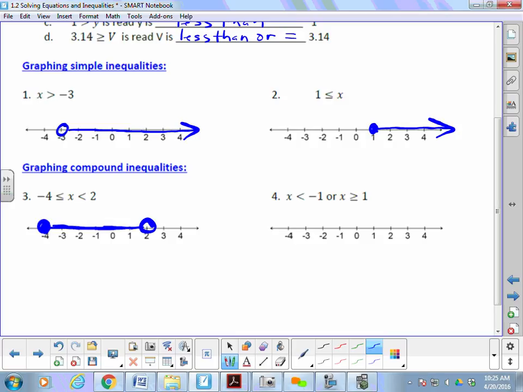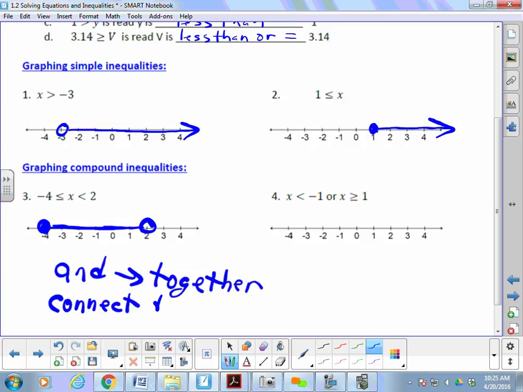So here's the thing. And implies together. Which means I'm going to connect them. Connect the dots.